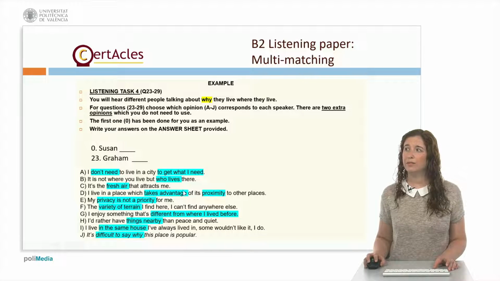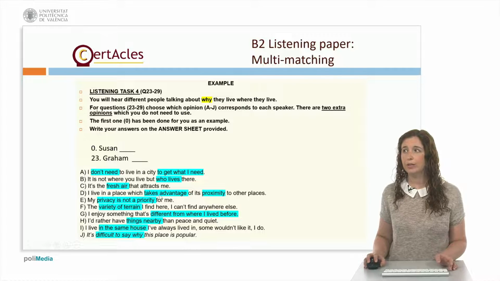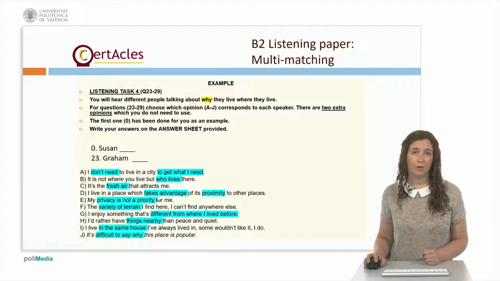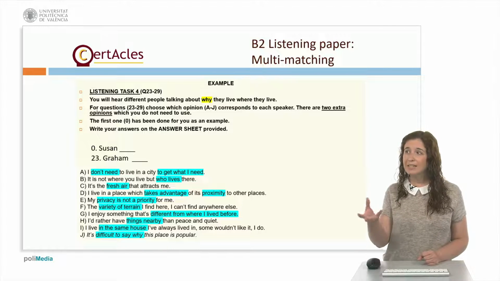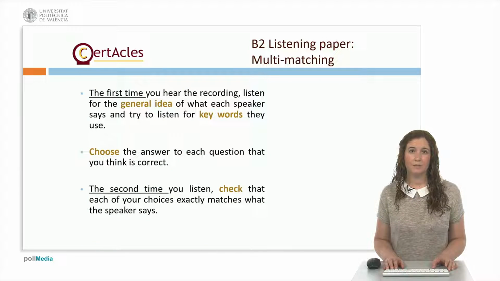I don't need to live in a city to get what I need. To get what I need would be keywords. Okay, it's not where you live, but who lives there. Who lives there is the important thing. Is the fresh air. Fresh air would be the important thing. Or I live in a place which takes advantage of its proximity to other places. So takes advantage, okay, proximity. All of these would be keywords.